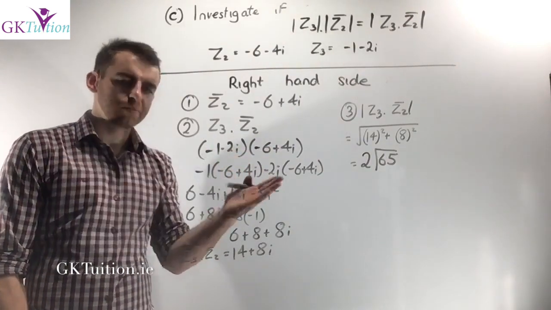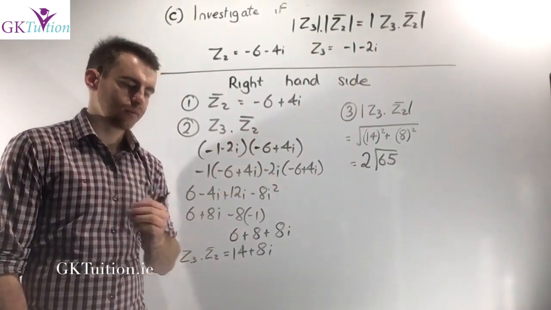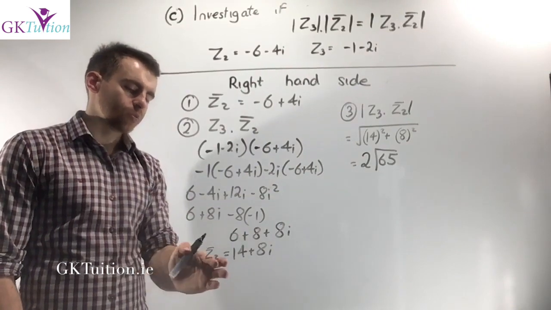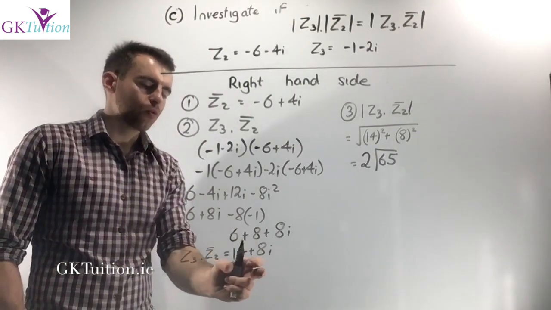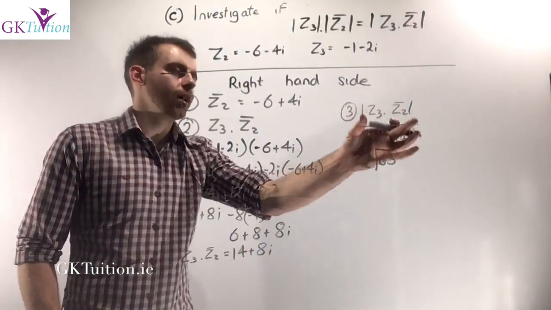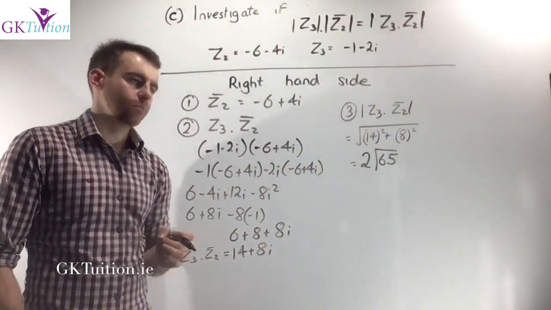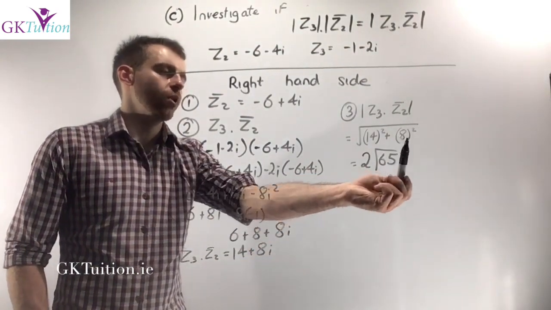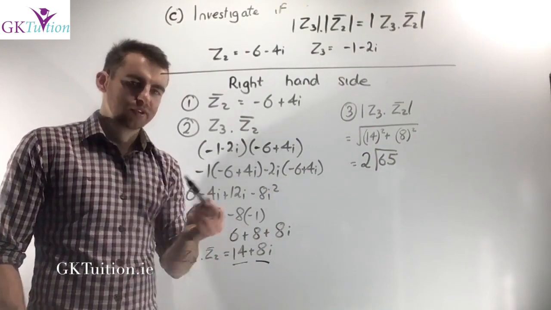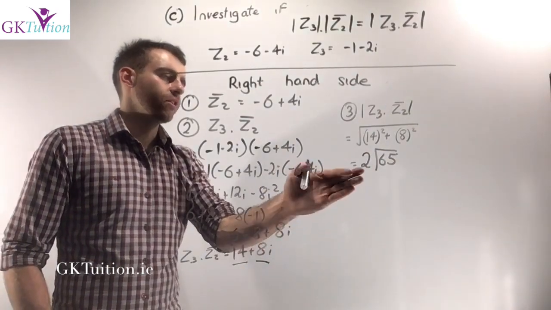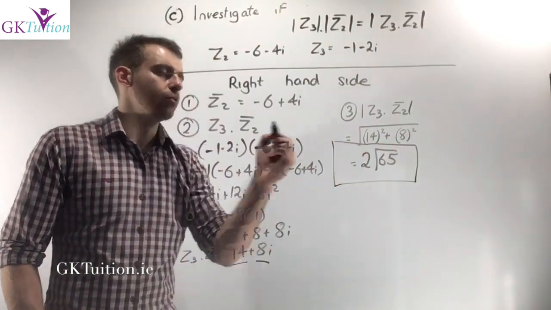Double brackets, so I just multiply it out. First term in the first bracket by the second bracket, second term in the first bracket by the second bracket. If you multiply it out fully, Z3 multiplied by the conjugate of Z2 works out as 14 plus 8i. Once I've worked out that, I can now work out the modulus of Z3 times the conjugate of Z2. So I'm looking for the modulus of this complex number, which is the square root of 14 squared plus 8 squared. I'm getting the 14 because 14 is the real value and 8 is the real value in front of the i. And if you plug that into your calculator, it works out as 2 root 65. So the right-hand side simplified fully is 2 root 65.